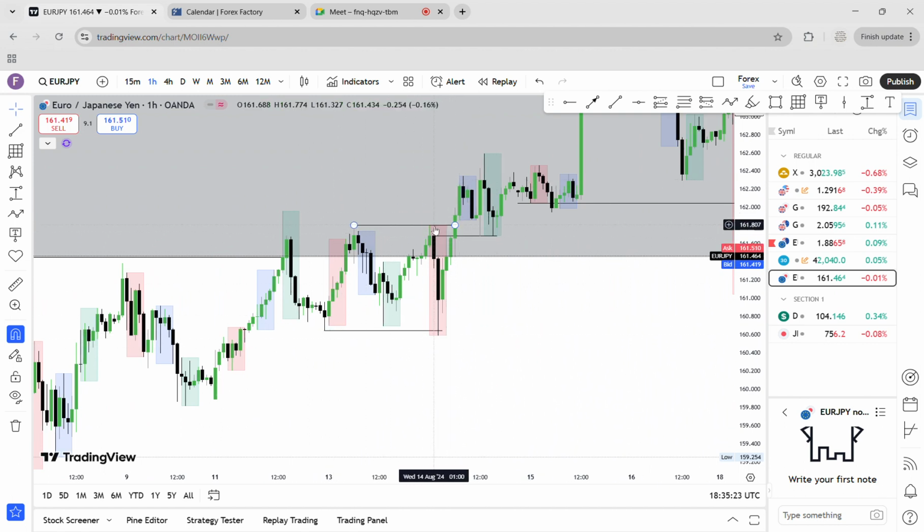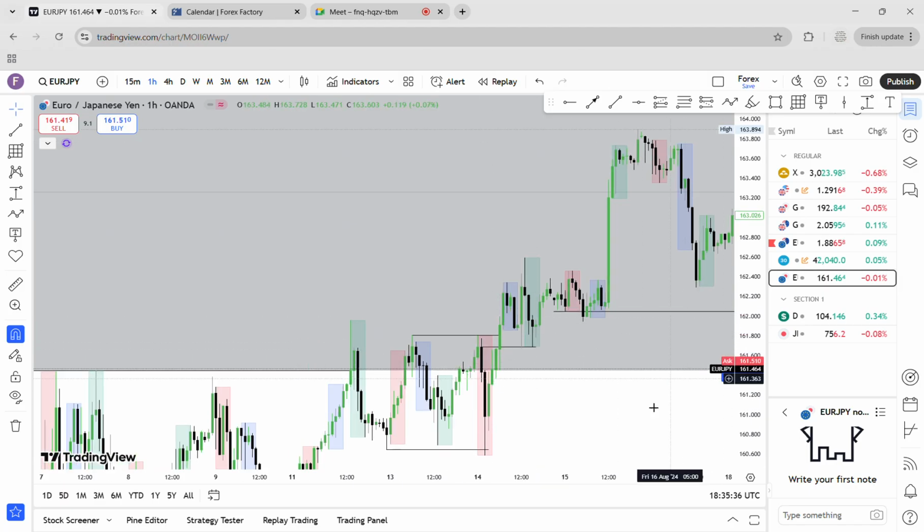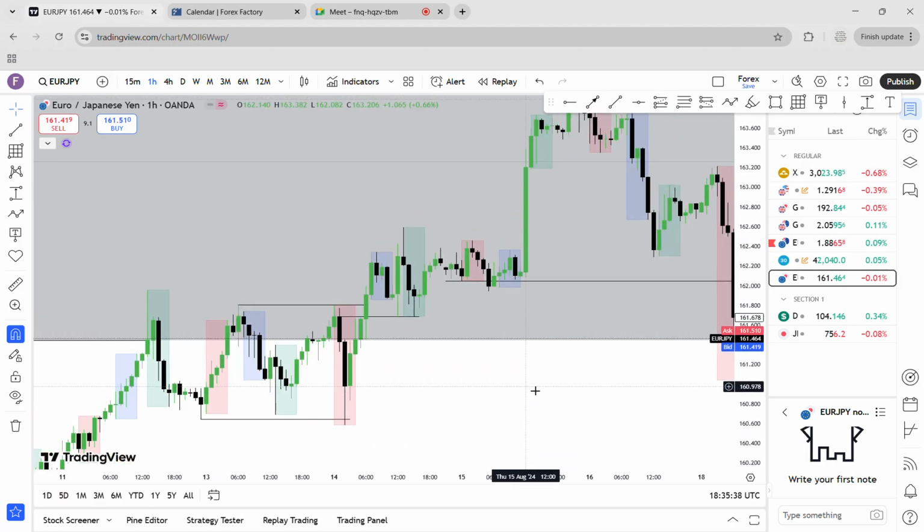What happened? A switch, a change in market structure, a change of character occurred right here. So you are now waiting for price to move back into this point of interest to continue going higher. But how far will this market go? You don't know.